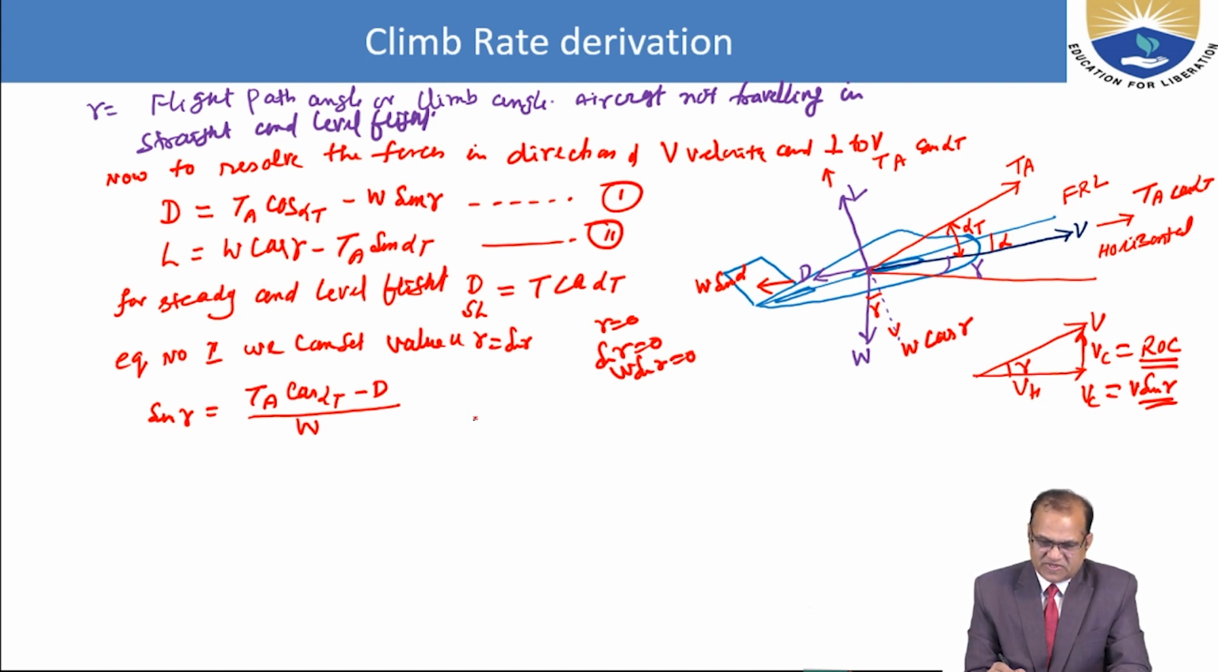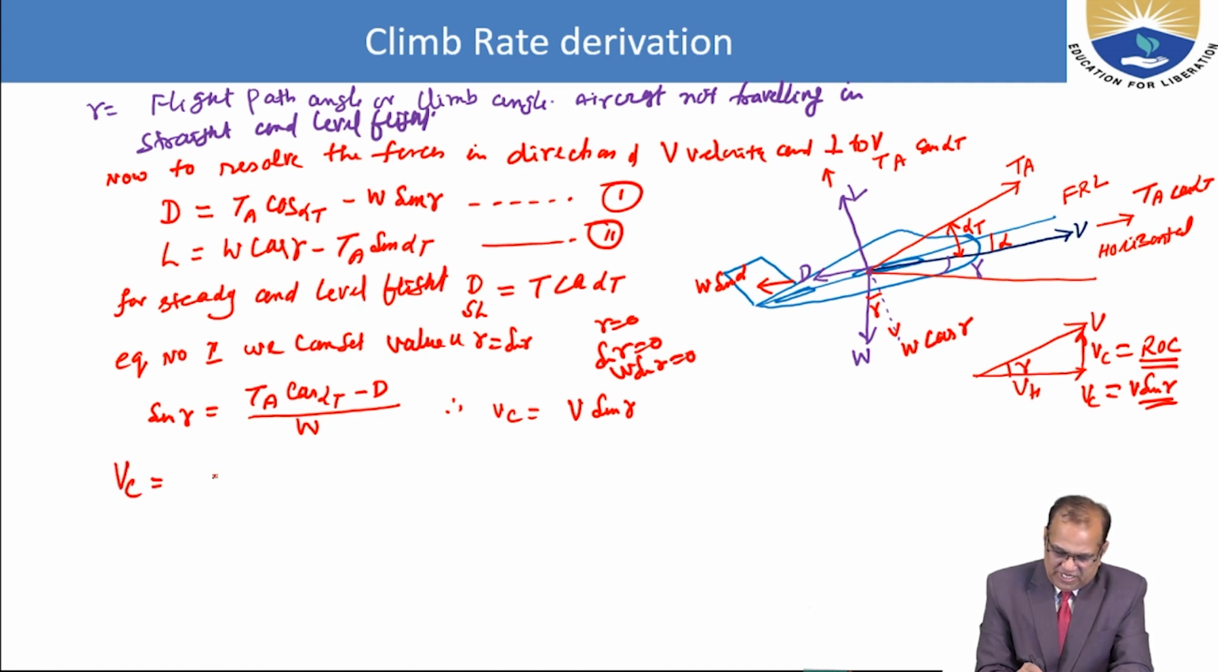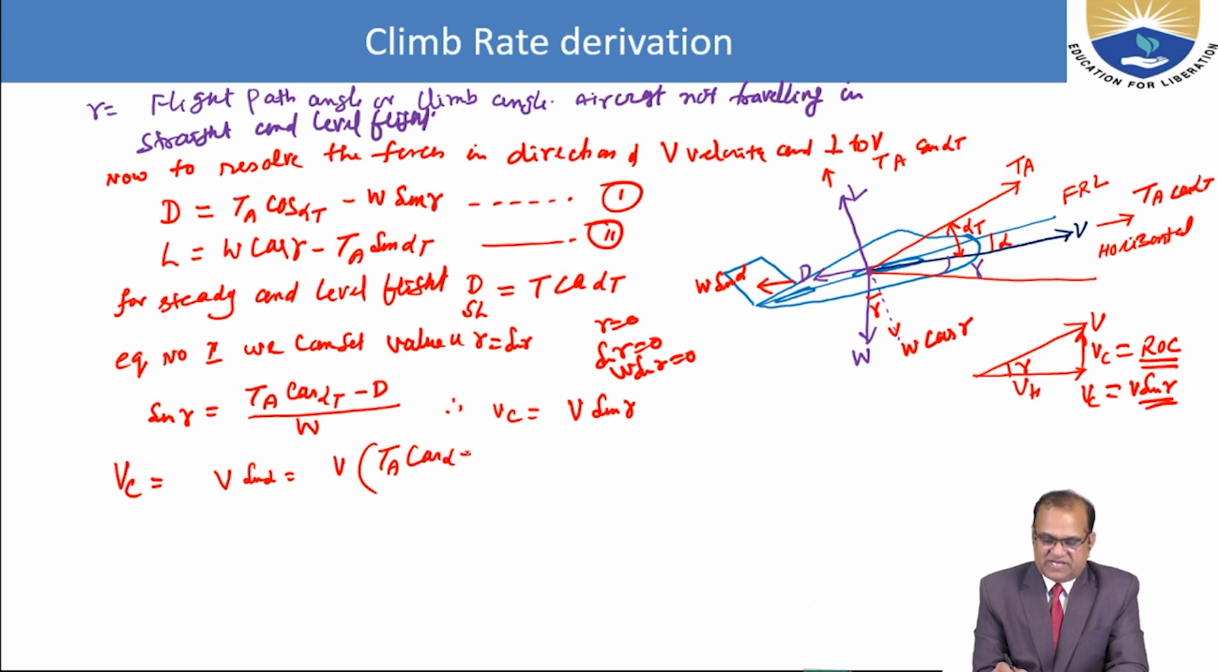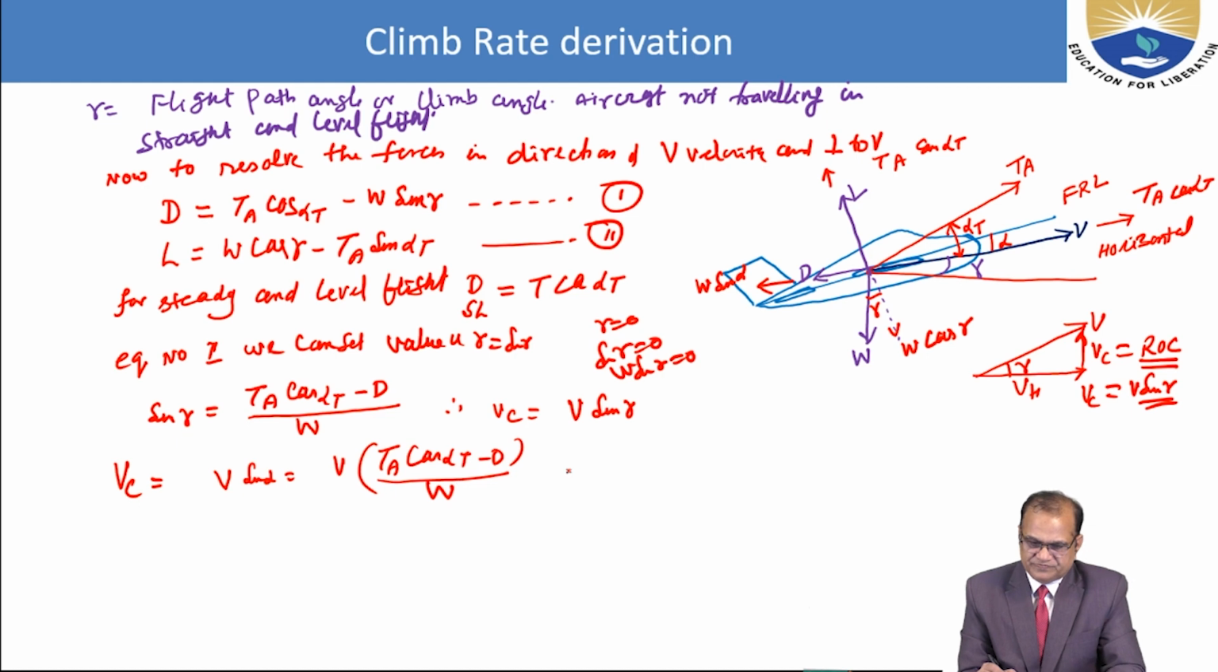But we know that VC is equal to V sin gamma. So we can write VC is equal to V into sin gamma, and sin gamma is equal to TA cos alpha T minus D divided by W. So VC is V into TA cos alpha T minus D divided by W. For simplicity, we simplify this: for most aircraft T by W will be very small, so T by W is less than 1.